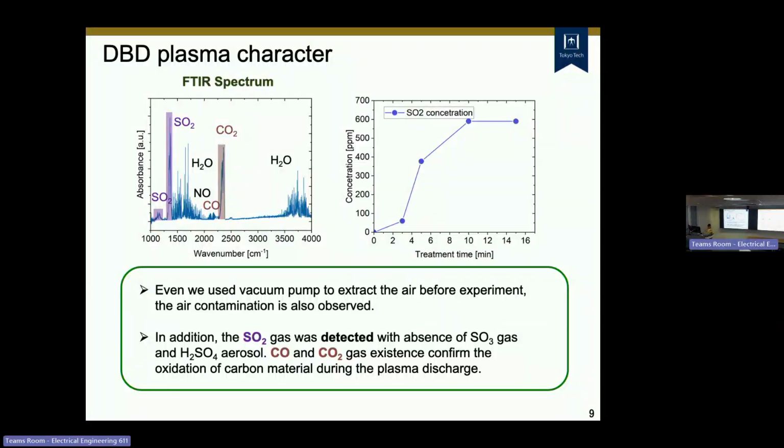And in addition to these species, we can find sulfur dioxide during the plasma discharge because of thermal decomposition of the sulfuric acid. And here, on the right-hand side of the figure, you can see the sulfur dioxide concentration variation with the treatment time. The sulfur dioxide concentration increases quickly at the beginning of the plasma discharge and stays stable after 10 minutes of treatment.